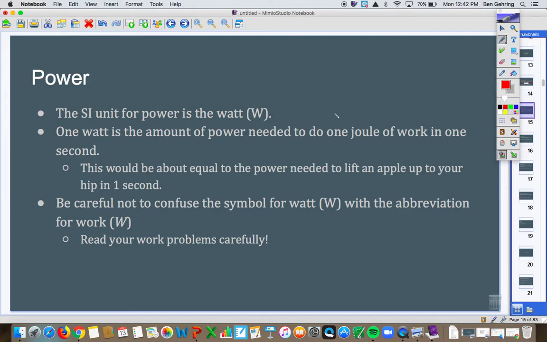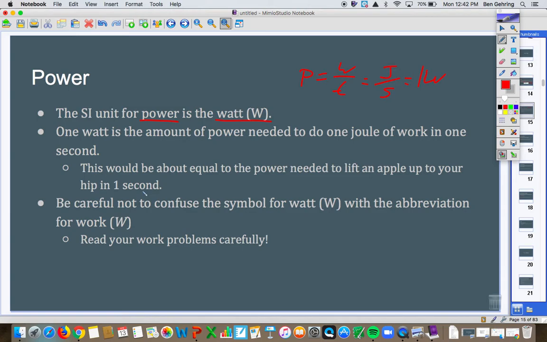The SI unit for power is the watt. So watts are the unit for power. 1 watt is the amount of power needed to do 1 joule of work in 1 second. So power equals work over time, and work divided by time is joules over seconds. So 1 joule divided by 1 second equals 1 watt. It should be a capital W.